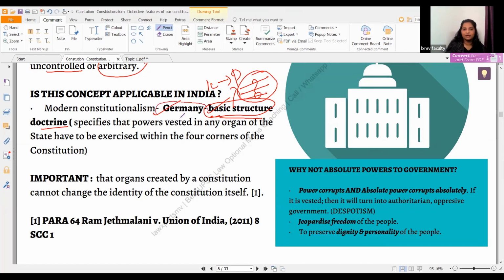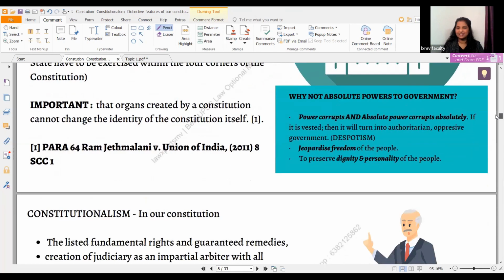Okay, that one we have to know. From where we took this point? From Germany. Okay, now we will go. So why this doctrine came into picture is that the organs were created by the constitution. Now this constitution cannot be itself changed by these organs in such a way that its identity is totally changed. So that is the rationale, okay, for this doctrine.